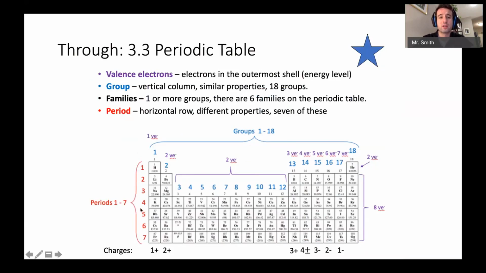And then if you didn't have the valence electrons written on your periodic table or the charges, I would add those in. I remember it's 1 plus for 1, 2 plus for 2, and 3 plus for 13, 4 plus for 14, and then 3 minus, 2 minus, 1 minus for 15, 16, and 17. So hopefully that makes sense.